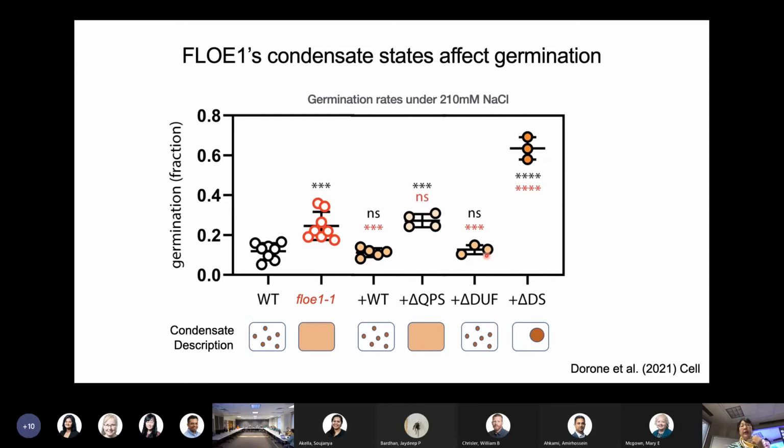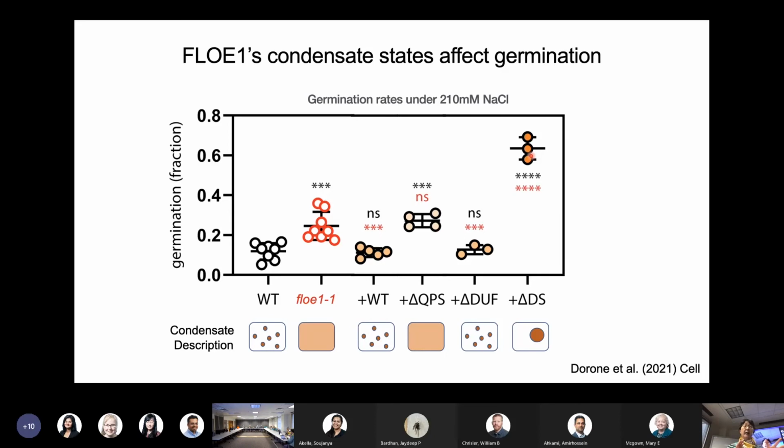And then the DUF domain removal doesn't do anything. It looks like wild type. Also, its granule formation is not affected. What was kind of weird was this DS deletion mutant that made this really gigantic solid-like fibrous structure. It germinated even better than the knockout. So it was actually acting as almost like a gain of function phenotype. We don't know what that means. I have some ideas, but this is what we observed.